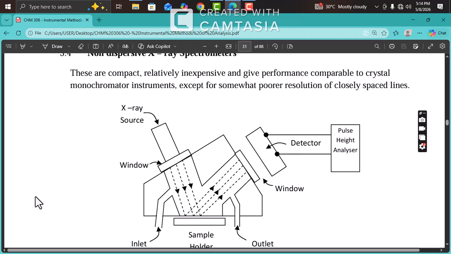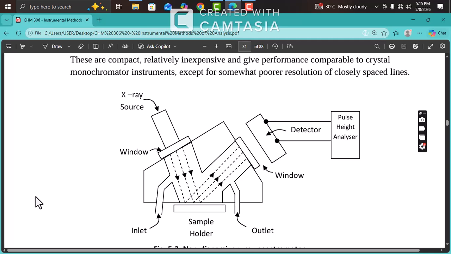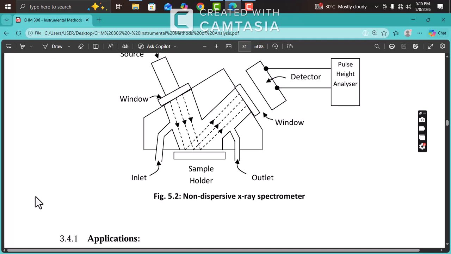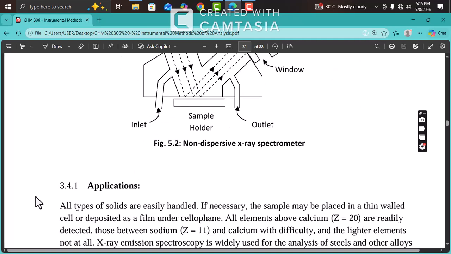However, it is not that costly, so it's relatively cheap, but the issue you are going to get here is the resolution. It gives a poorer resolution. So you can see where the X-ray comes in, then you can see where you place the sample below, and then it moves to the detector. So okay, take note of that diagram.